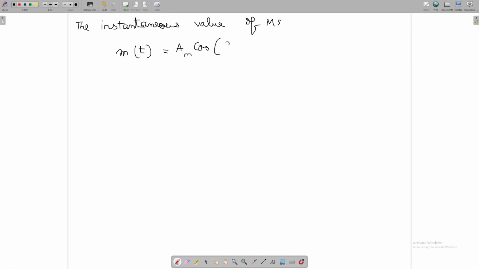As you know, cos is a periodic signal. So cos 2 pi fm t is the message signal, and this is the value at a particular amplitude point. Where Am is the maximum amplitude and fm is the frequency.